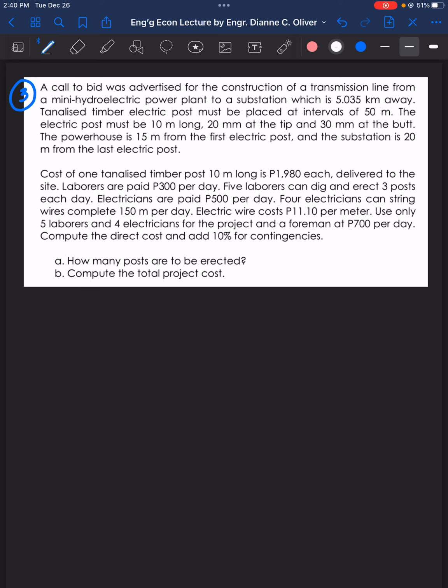11.10 pesos per meter. Use only 5 laborers and 4 electricians for the project and a foreman at 700 pesos per day. Compute the direct cost and add 10% for contingencies. Letter A. How many posts are to be erected? And letter B, compute the total project cost.